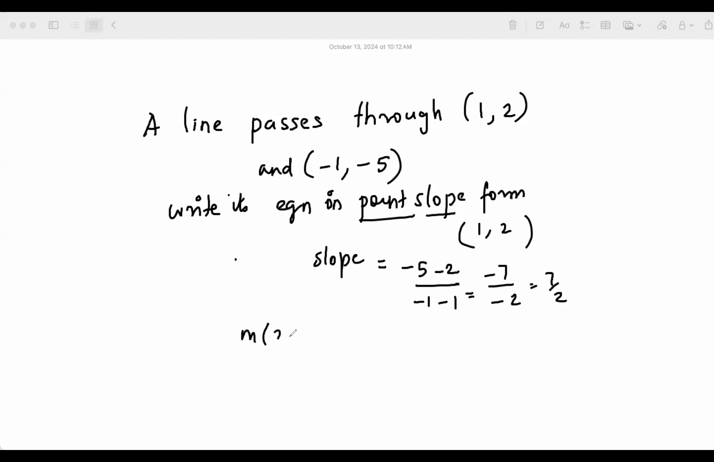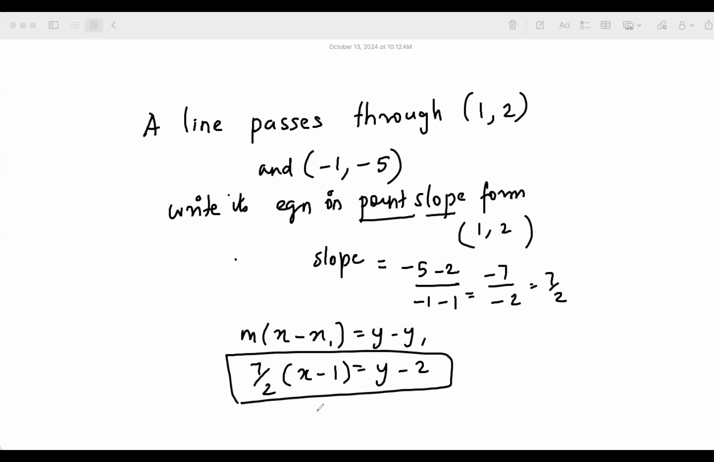Slope, point slope form, the equation is this. I'm going to substitute in here. 7 by 2 times (x minus 1) equal to y minus 2. This is one answer. If you take the other point, the answer will be (x plus 1) and (y plus 5). Any questions? Yep. Vinisha, the slope is positive, ma. Make sense, ma? Yeah.